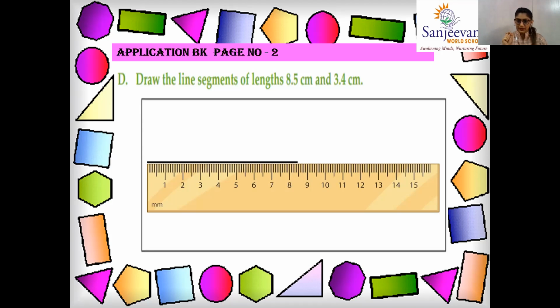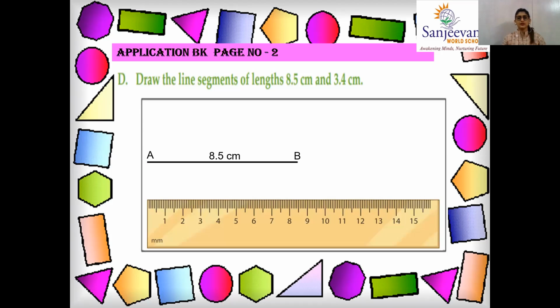So 8.5. Now once you are done drawing the line, we need to label the line also. Name the line segment A and B. What is the measurement? 8.5 centimeter. We will write the measurement also. So my first line segment is completed. Now going ahead with the second one.